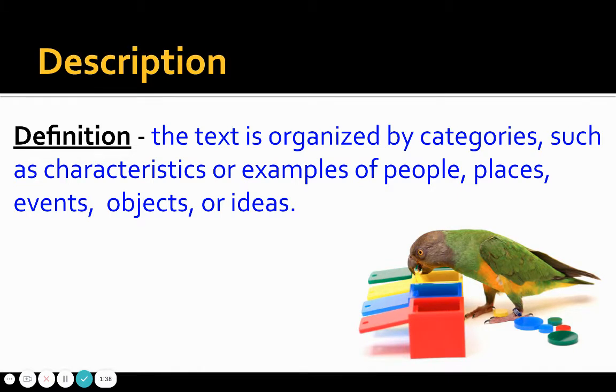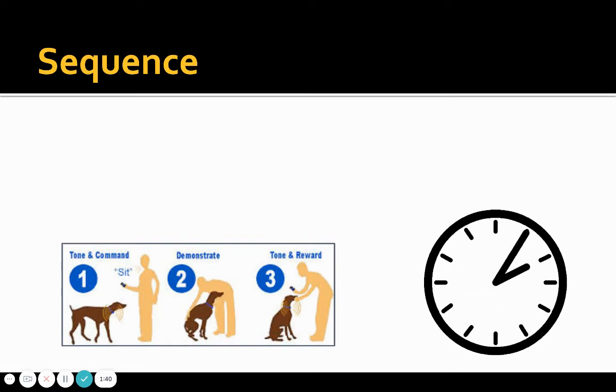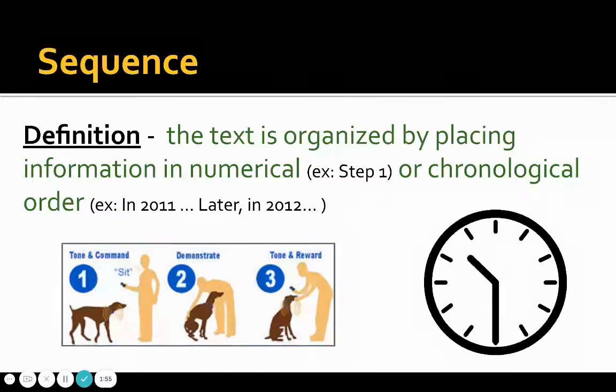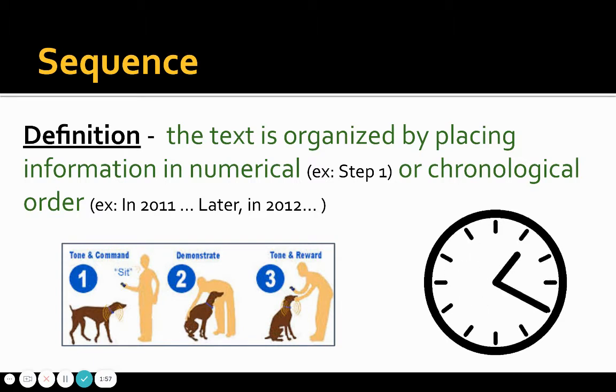The next text structure is sequence, which is when it's organized by placing the information in numerical or chronological order. So numerical order is number order. So this could be a recipe or how to train your dog, or like what steps it takes to become an astronaut.